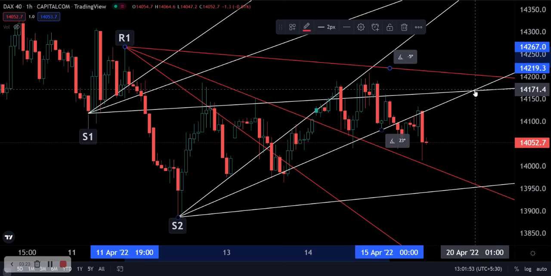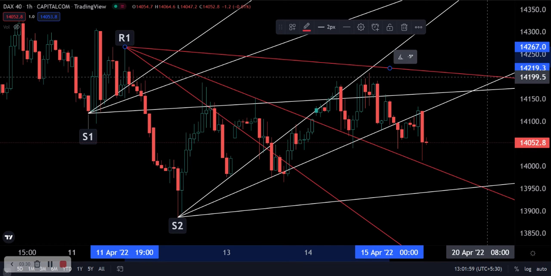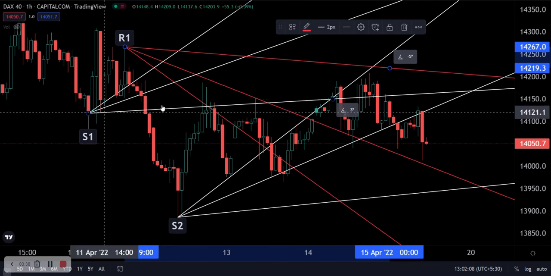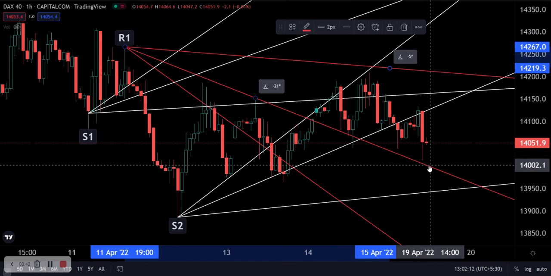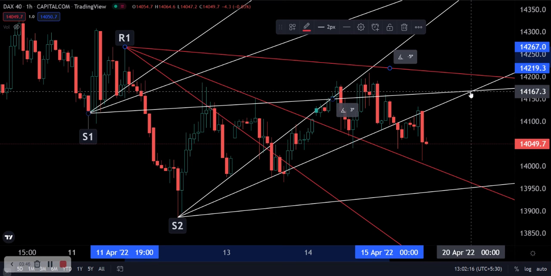If we can overcome 14,170, we can start to move further up towards 14,200. So 14,200 is our resistance, the intersection here, exactly. All right, guys, let's define the range. The range is from 14,000 to 14,170. I expect the market to remain within these two bounds for the day.